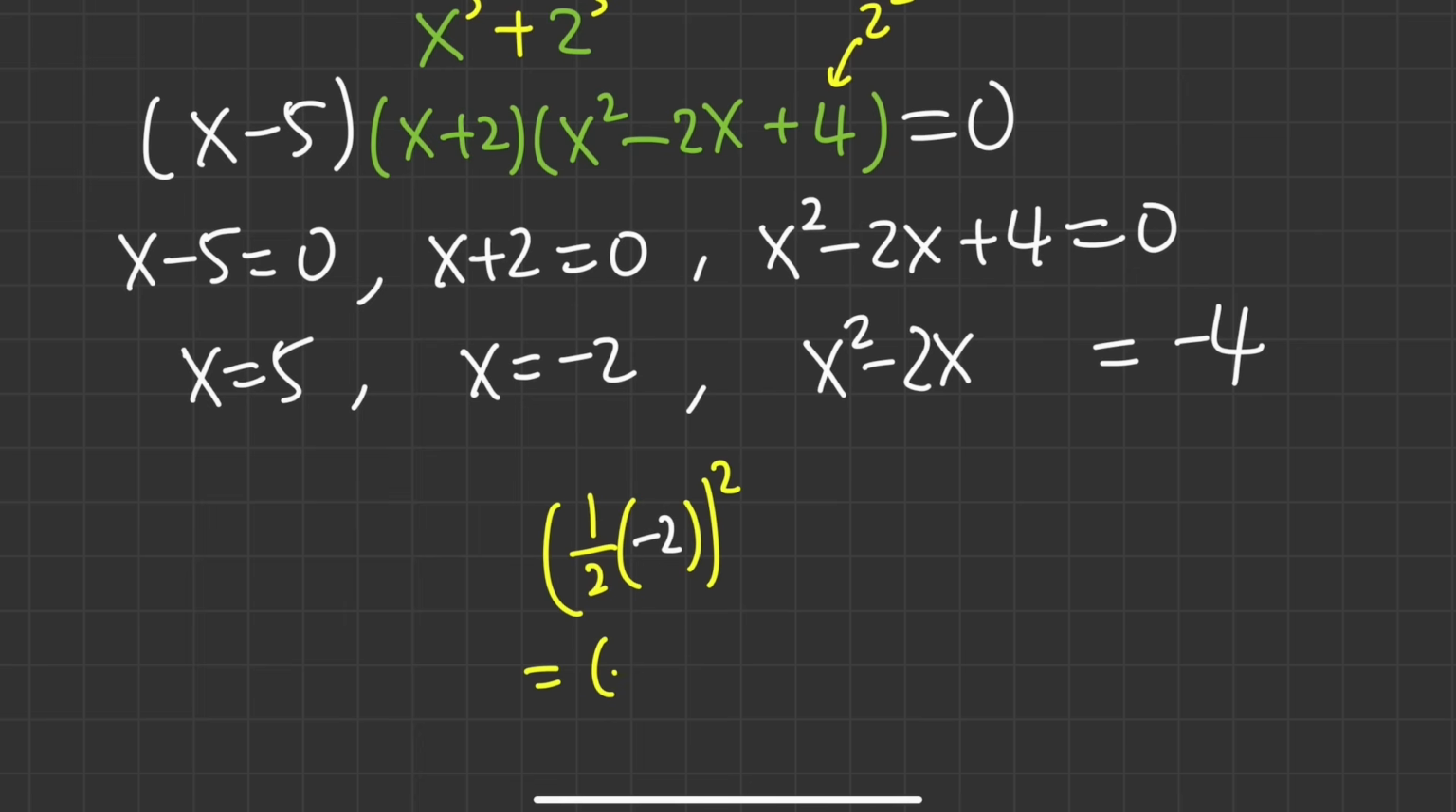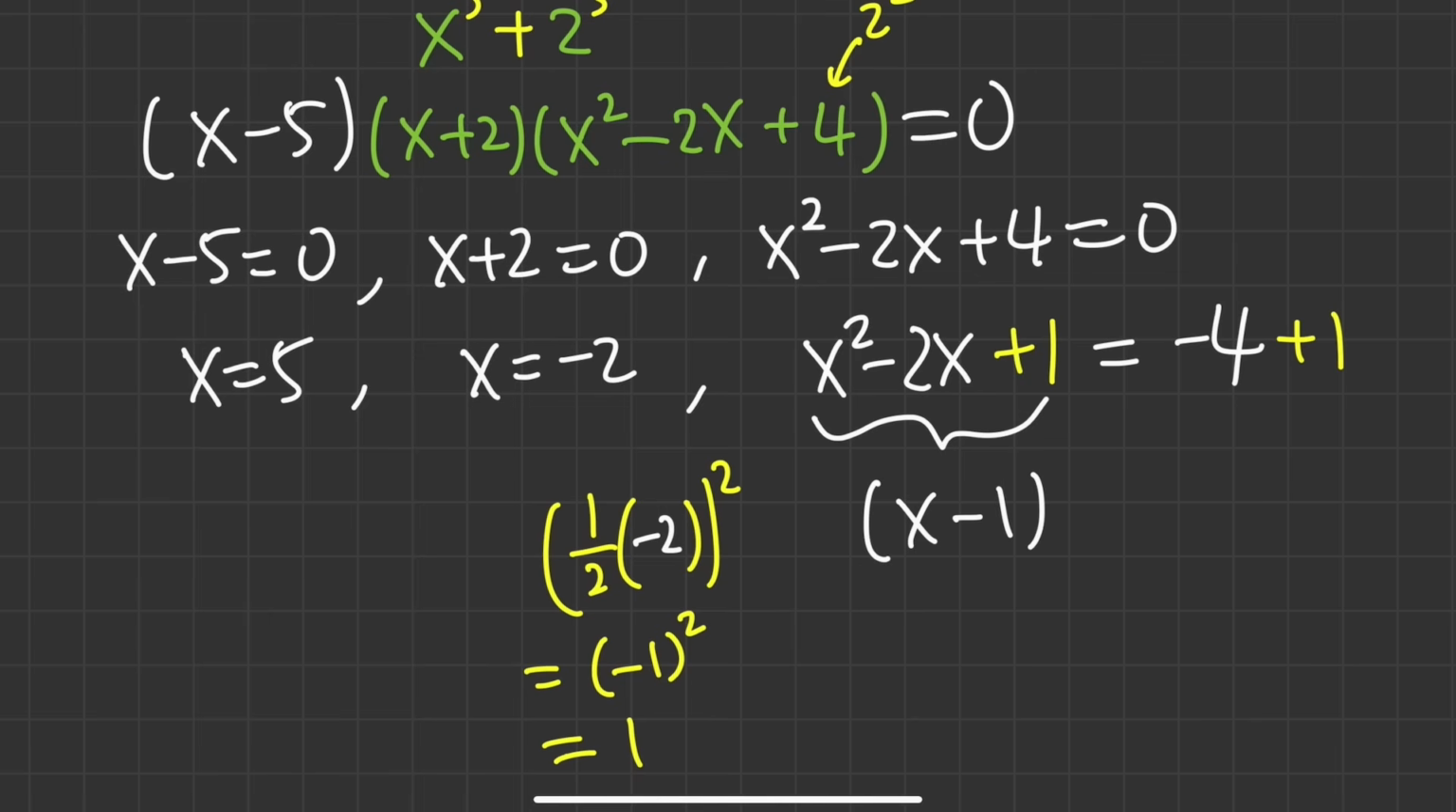Half of -2 is -1. Square that, we get 1. This is the number that we will have to add to both sides. After this, these three terms together will give us x minus 1 times x minus 1, which is just x minus 1 squared, and that's equal to -3.